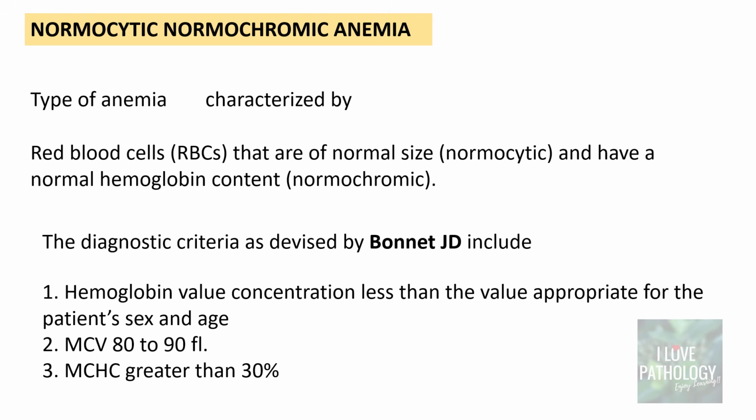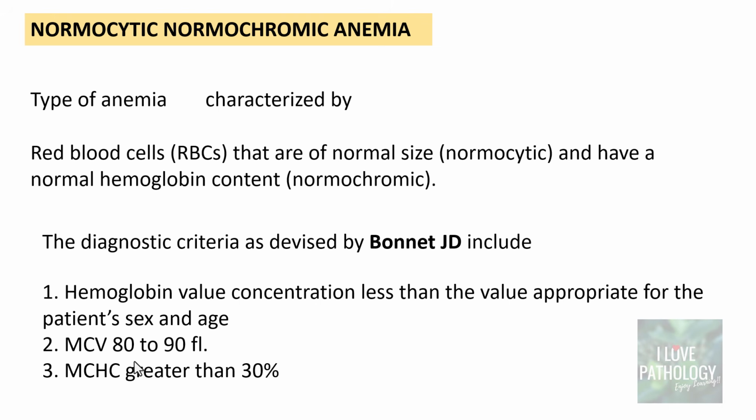What are these criteria? The first criterion is a hemoglobin concentration less than the value appropriate for the patient's sex and age. The second important diagnostic criterion is MCV of 80 to 90 femtoliters. Of course, in the earlier slides we saw that more than 80 and less than 100 is normocytic, so that can be considered, but this was the earlier diagnostic criterion, and now it is stretched up to 100 femtoliters.